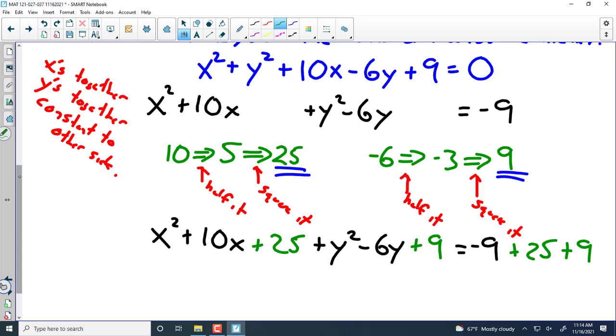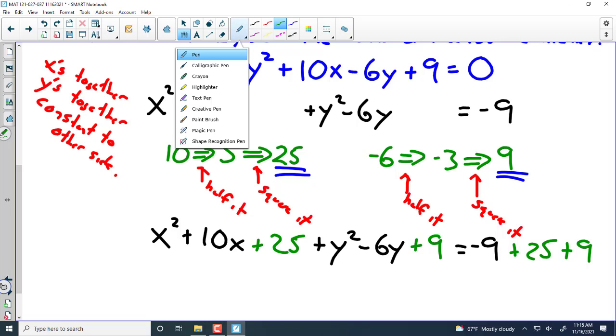I'm just doing it on two variables at the same time. Does this sound familiar to everyone? Take the number, cut it in half, then square it, and then add it to both sides? This is completing the square, everyone. And what we're doing is we're completing the square so we can get this thing into the form where we can see the center and the radius.